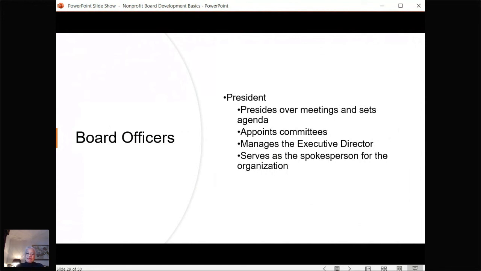The president manages the executive director, and depending on what your bylaws say, it could be the board president or board chair who manages the executive director, or it could be the entire board that manages the executive director.